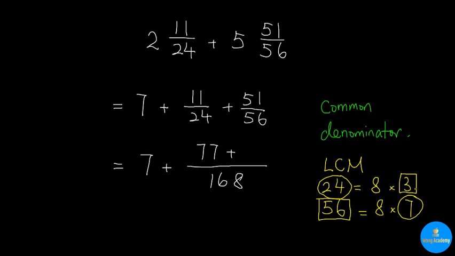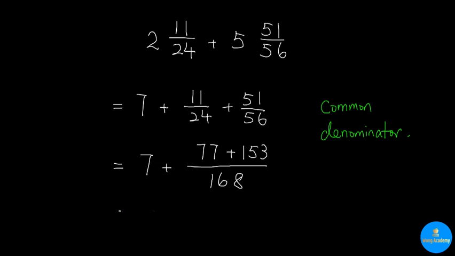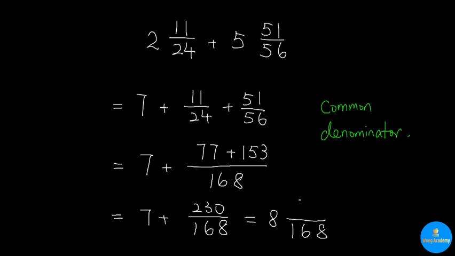56 is multiplied to 3 to get our 168, so we are going to multiply 3 to 51 to get 153. To finish the calculation, we will add up the numerators to get 230 over 168. Notice that 230 is bigger than 168, so we have a whole number 1 pulled out from the fraction. We will get 8 and something over 168. That something is obtained by 230 subtracting 168, and we will get 62.